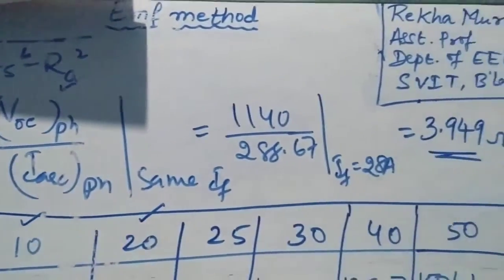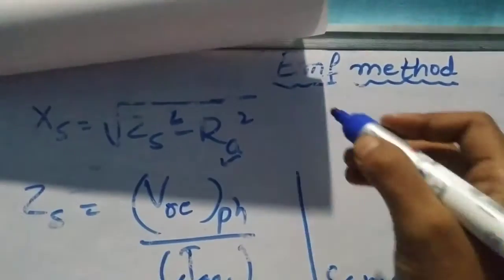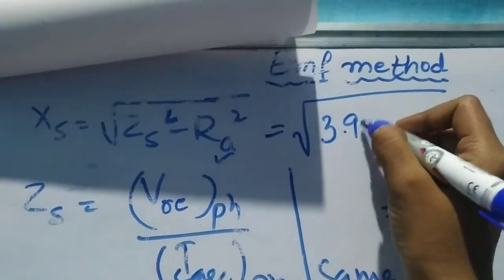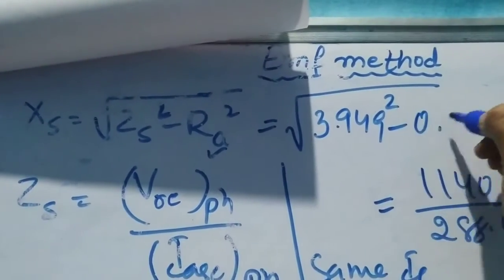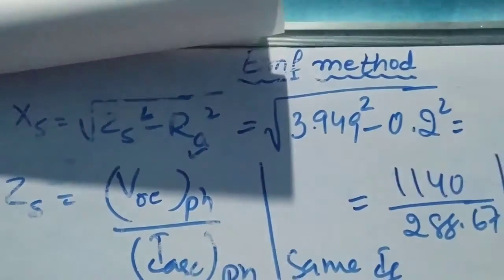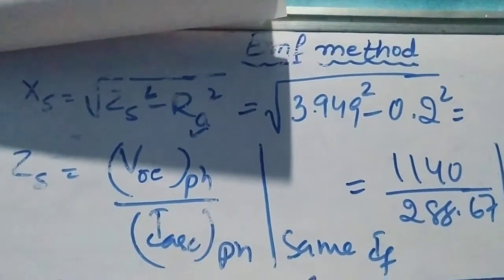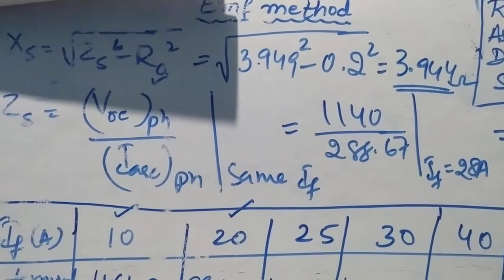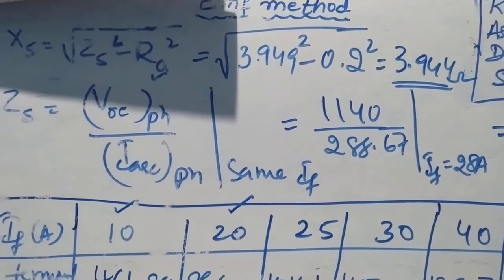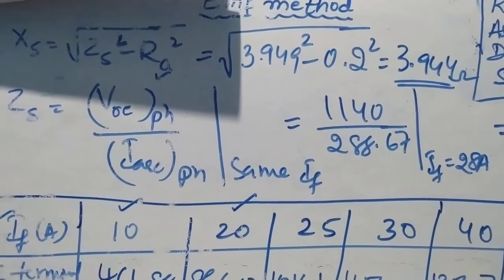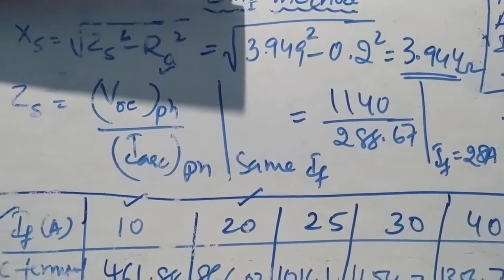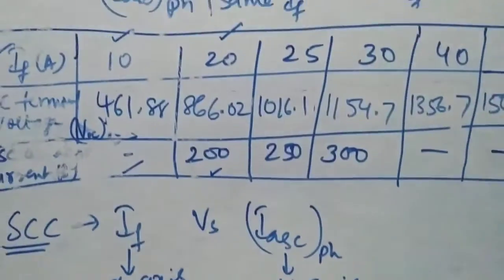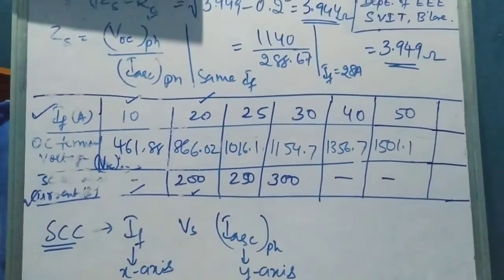So substitute that 3.949 in the XS formula. It will be equal to the square root of 3.949 squared minus 0.2 ohms squared. So the value of XS is 3.944 ohms. Now after getting this XS and the IA phase value, we will solve the E phase formula.